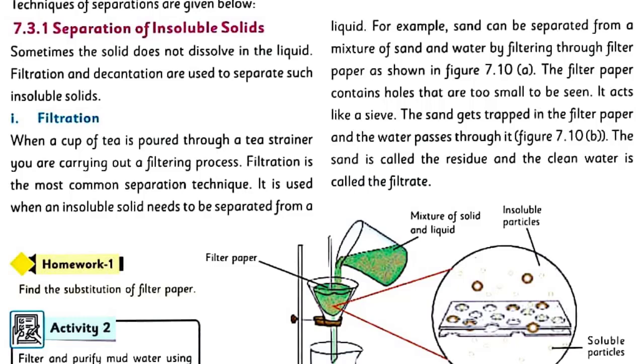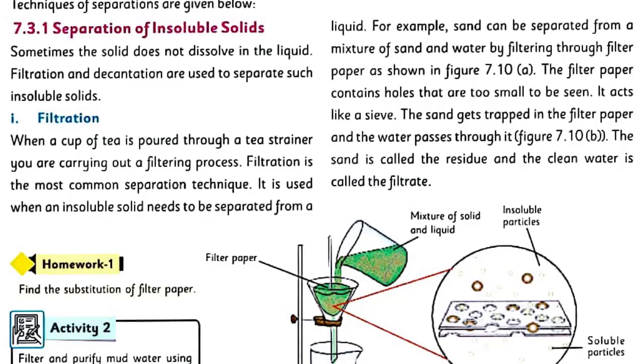1. Filtration. When a cup of tea is poured through a tea strainer, you are carrying out a filtering process. Filtration is the most common separation technique. It is used when an insoluble solid needs to be separated from a liquid.